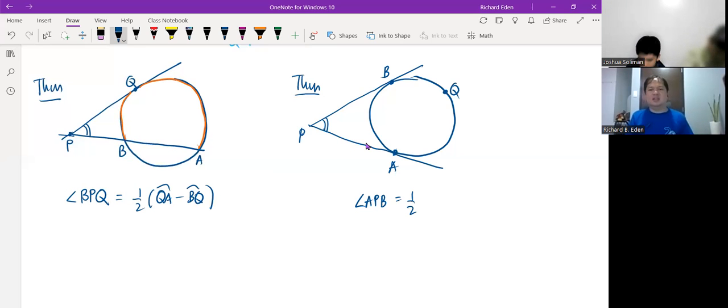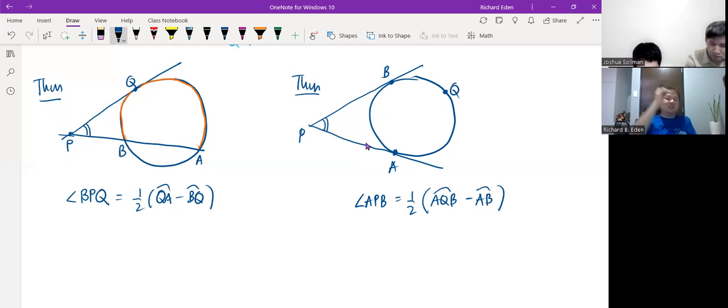So what do you think? Angle APB is half arc AQB minus arc AB. Yes, it's still the same result. Even simpler, it's 180 minus arc BA. Are you talking about the minor arc? Yes, the minor arc AB.